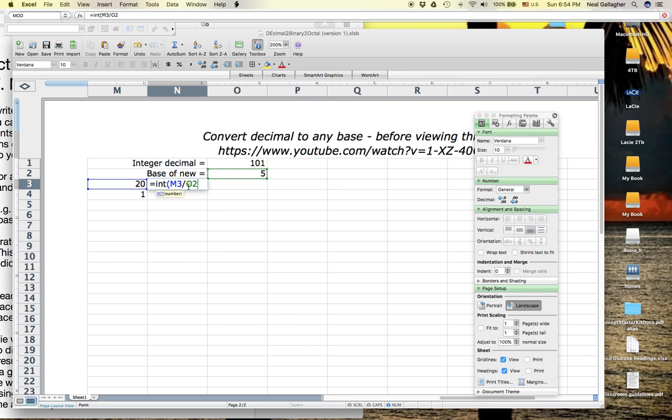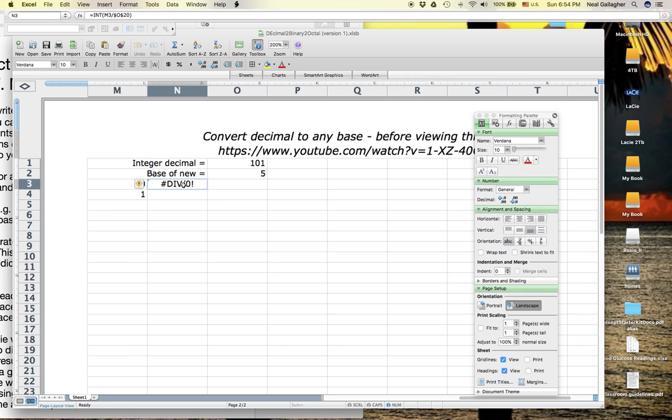So in order to keep the cell from changing, I put a dollar sign in front of the O, which keeps the O from changing. And then I put a dollar sign in front of the 2, and that will keep the 2 from changing. And now I will close parentheses. Let me try that again. Close parentheses and then hit return.